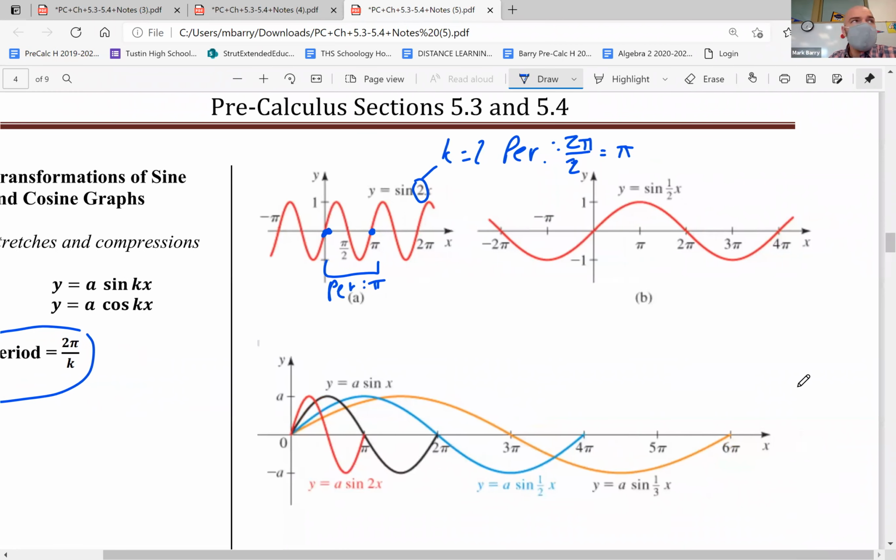All right, so then our next one here, we have y equals sine of 1/2 x. So in this case, our k value is 1/2, which means our period is 2 pi over 1/2. And so for dividing fractions, I've always told you to multiply by their reciprocal. So I would multiply by 2 over 1. And we get our period as 4 pi.